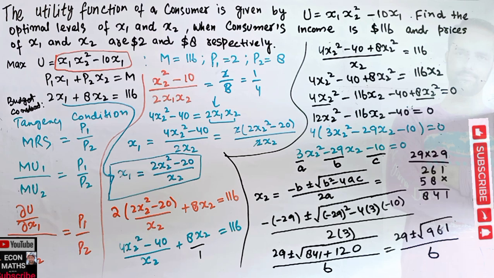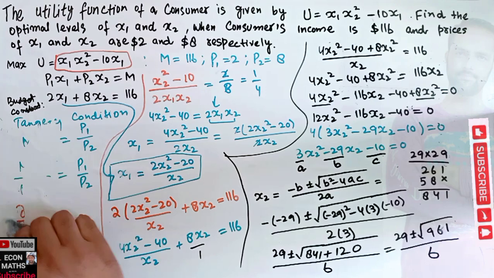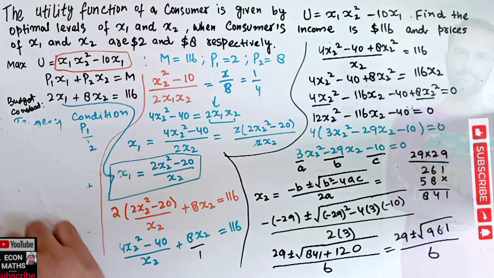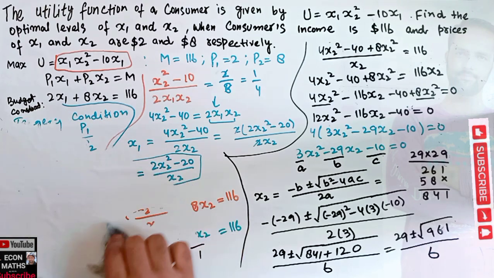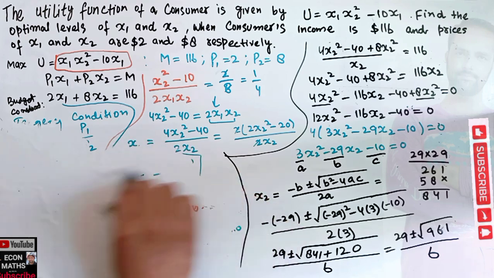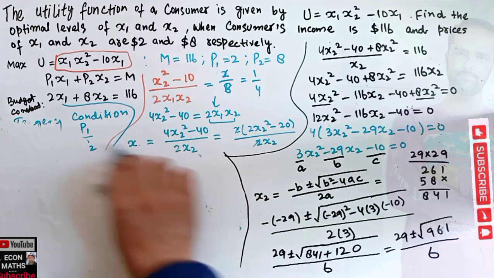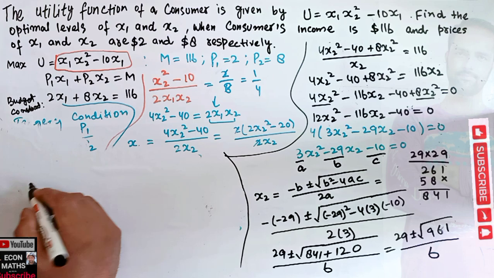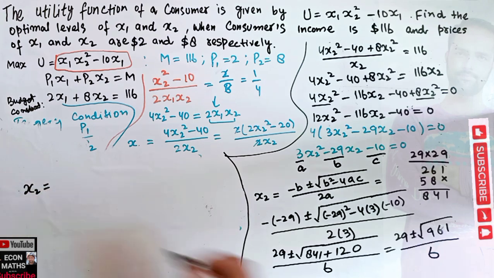Now what I need to do, let's rub something to get something. Okay, so what will be the plausible thing to rub here? So let us rub this tangency condition. Okay, so our x2 comes out to be 29.